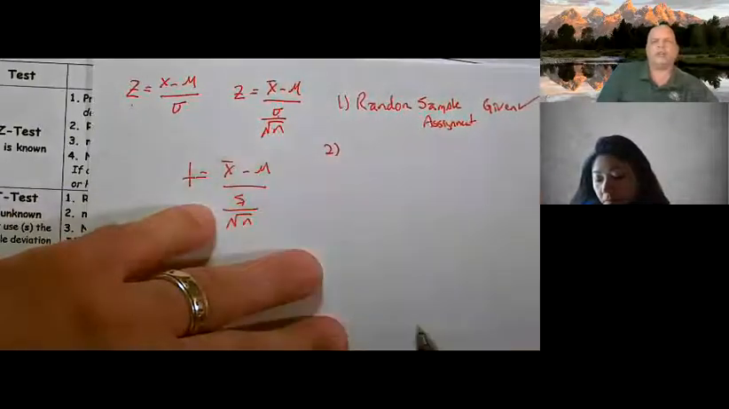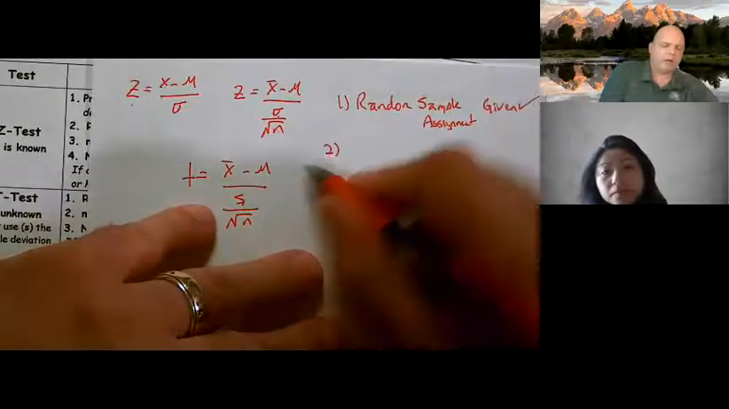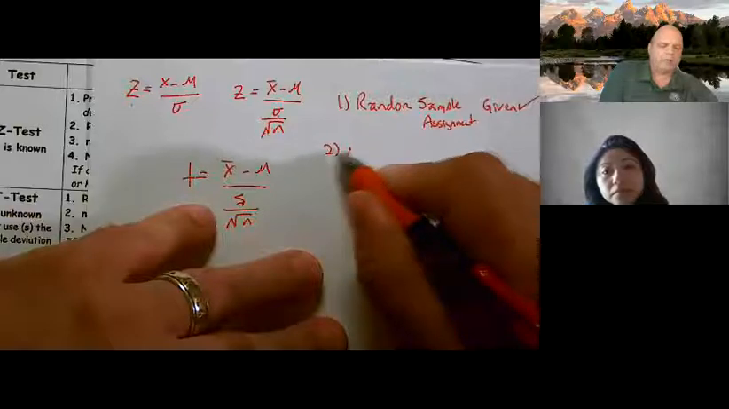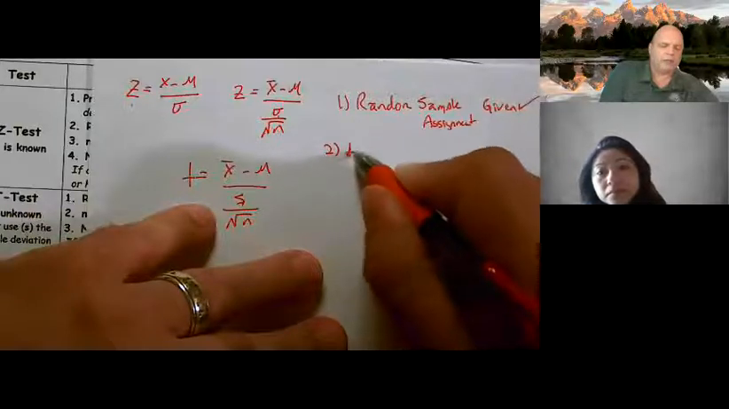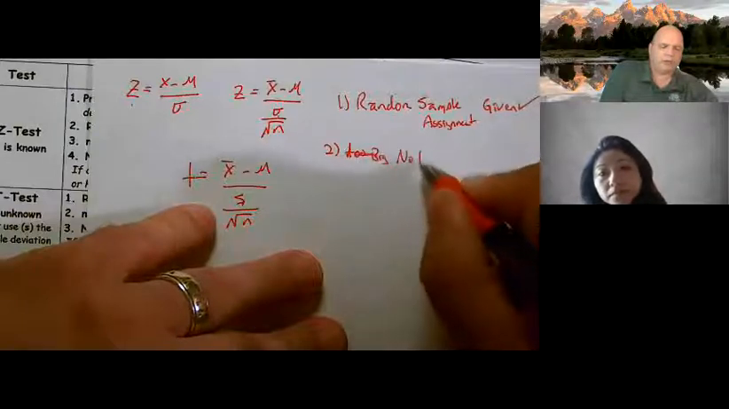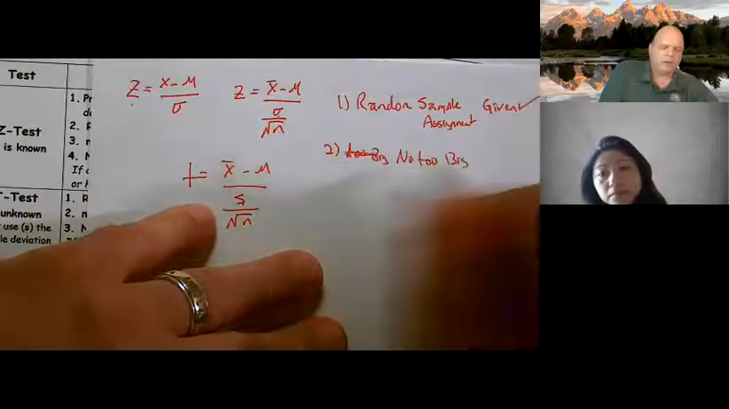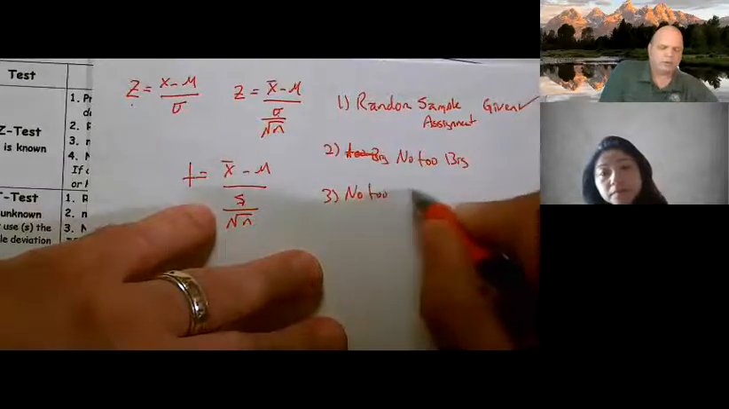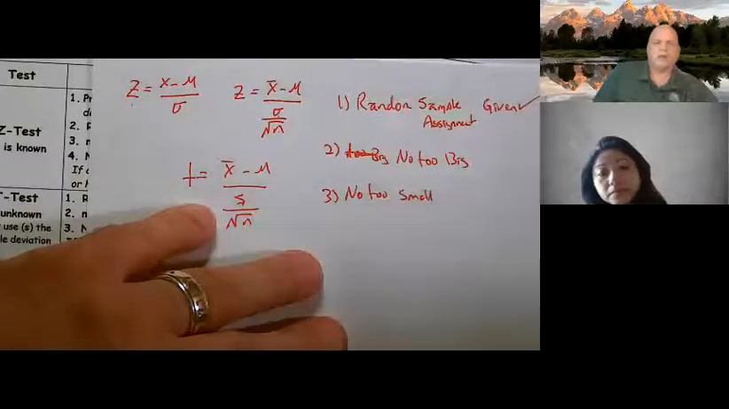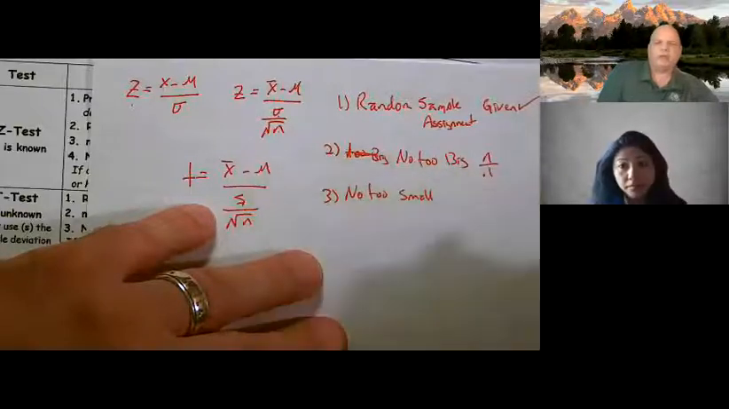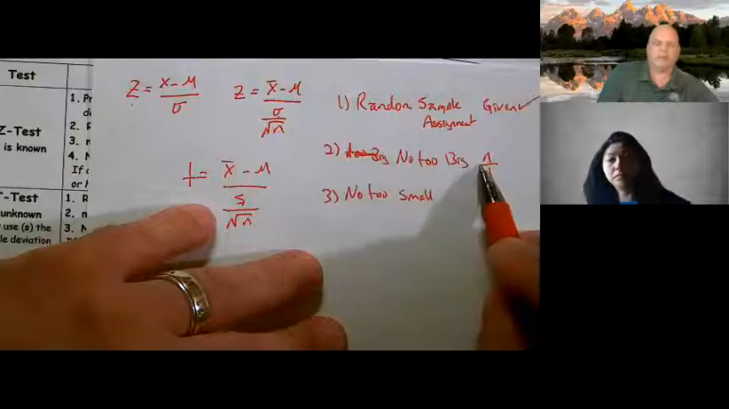The next are the conditions, and I'm going to call them the Goldilocks. And n can't be too big, so you're checking for too big, or maybe I should say not too big. And the other one is not too small. This is the n is less than 10%. That's the n is less than 10%.